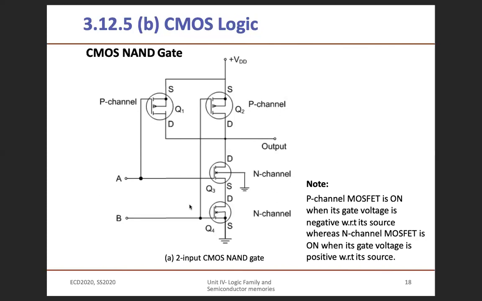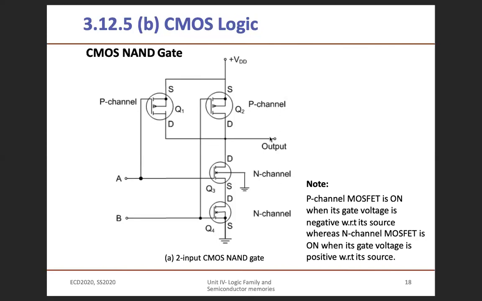Now let's see what happens if you give A equal to 0, B equal to 1. If you give A equal to 0, this will turn on, and transistor Q3 will turn off. But we have 1 at B, so this will turn on. However, this is turned off, open circuit. This is open circuit. Still your output is disconnected from ground. With B equal to 1 this P channel is turned off. However, your output is connected to VDD through transistor Q1 anyway. So your output will be 1 still.